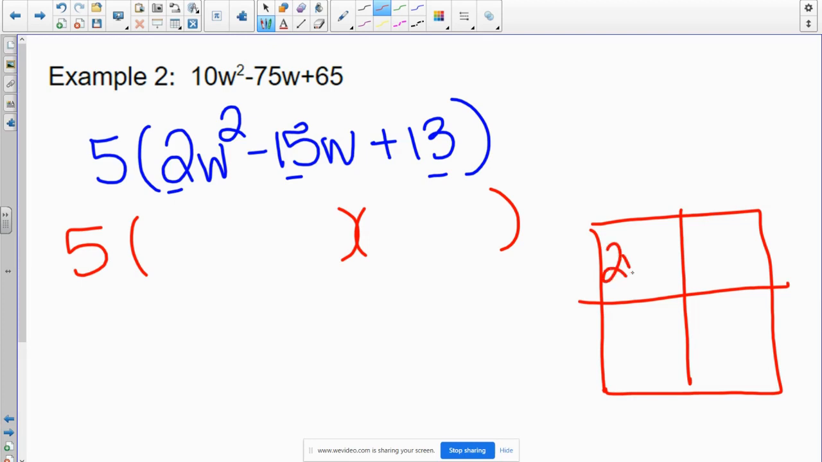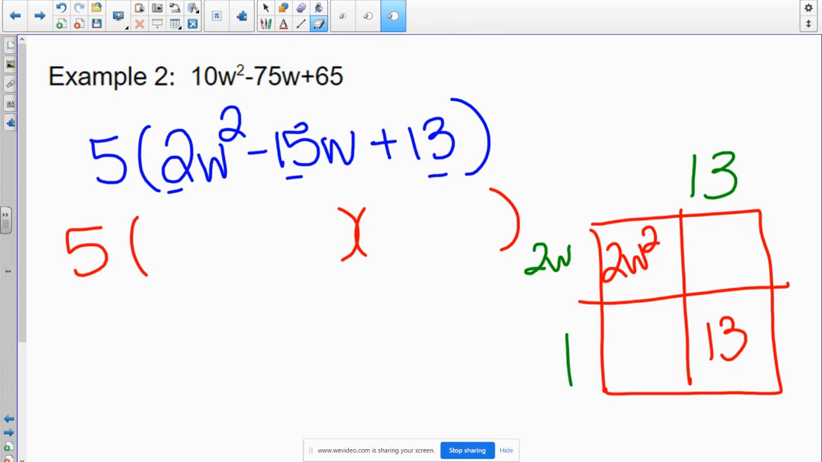So this would be 2w squared. This would be your 13. What's nice about 13, it's prime. So my only choice here is 1 and 13. 2w will be 2w and a w. Now this is where we have to be a little careful because we've got to put them in the right spots. And I want negative 15. So if I put 2w here, that's probably not going to be a good case because 2w times 13 is going to be way more than the 15 we want. So I'm going to guess that we're going to go with the 2w here, the w here.